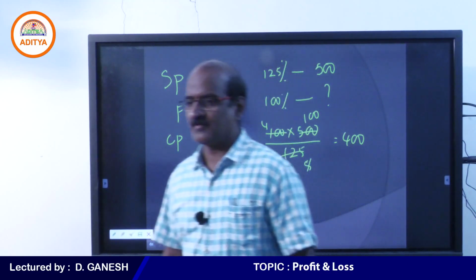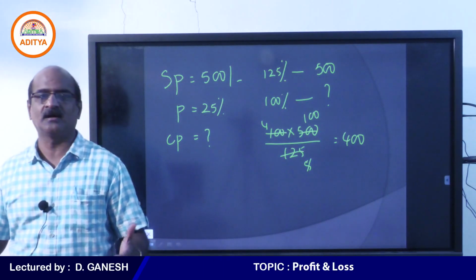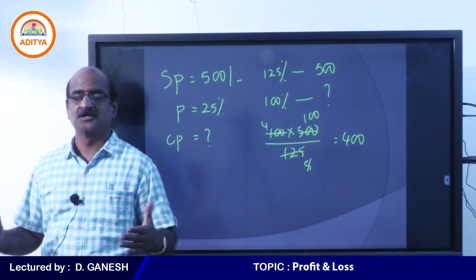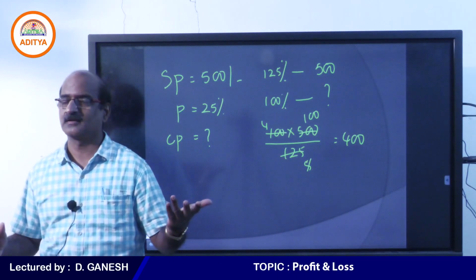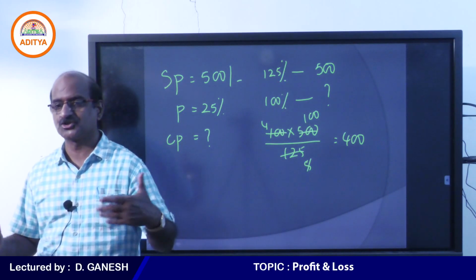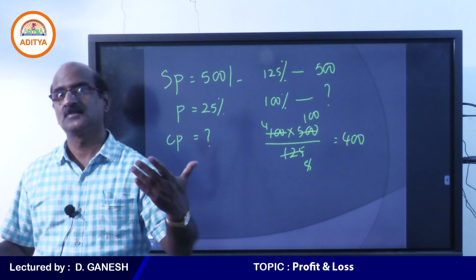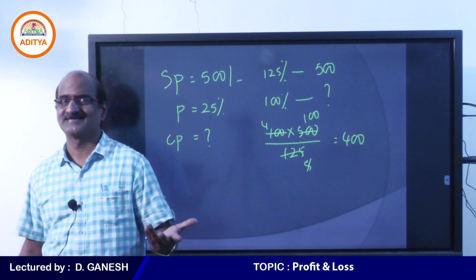You can ask me, sir, why you are doing like this? I am doing like this because 25% is the profit percent, but you should not calculate 25% on 500. Profit percent should be calculated only on cost price, but 500 is not cost price.